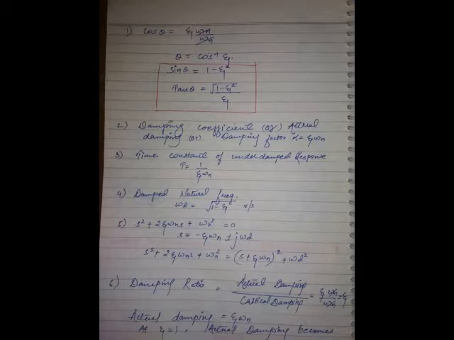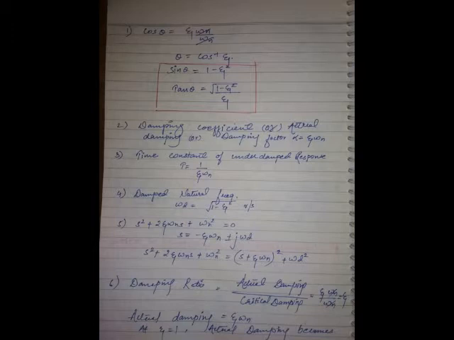Optimum values of damping ratio in control system design. The optimum values of damping ratio in control system design are between 0.3 to 0.7.